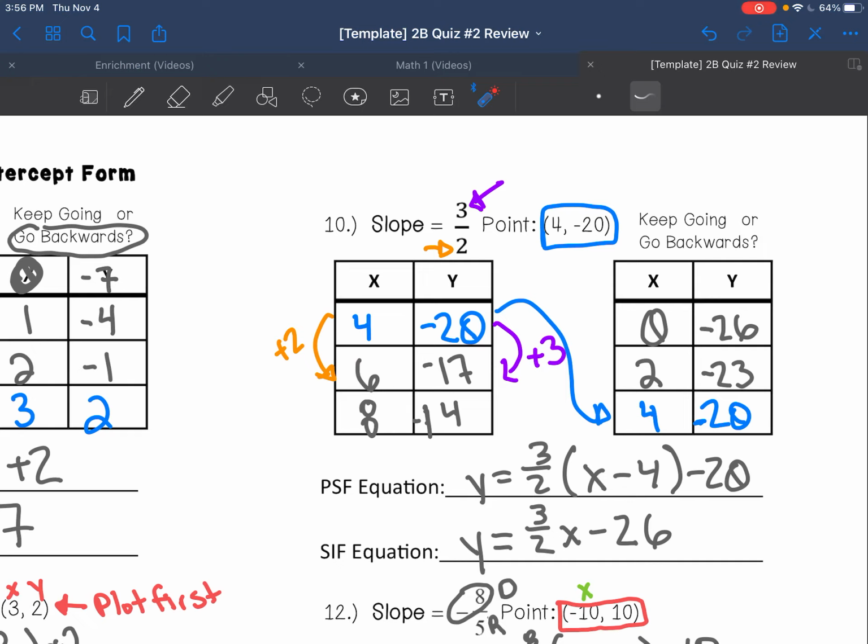And so as we go down the table, it's not getting closer to our slope-intercept form, so that means we have to go backwards on our table. So we bring that 4 minus 20 in blue that we started with, put it at the bottom, and start going backwards. So going backwards, we subtract by 2, which is how we get up here to this 0.